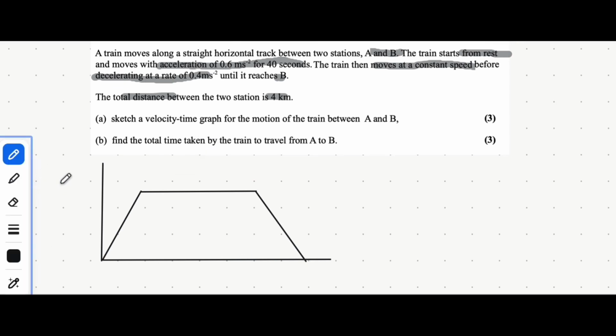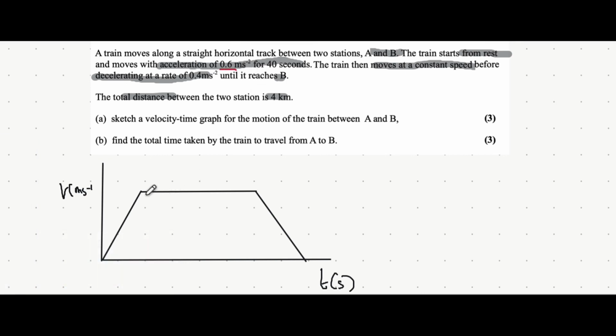Great. So let's label this velocity, this time. You can put the units as well: time in seconds and velocity in meters per second. Now, like I mentioned before, the acceleration tells you the gradient. So if for the first 40 seconds the gradient is 0.6, we can use that to find the velocity that it reaches when at its maximum speed.